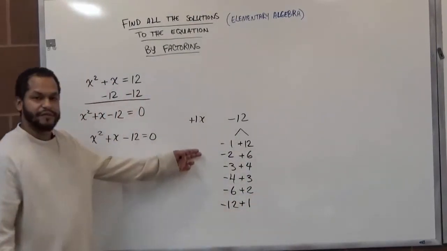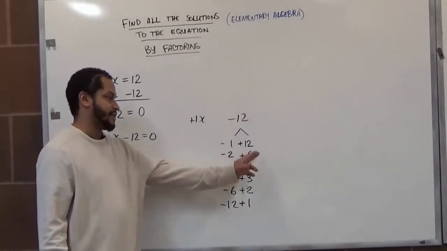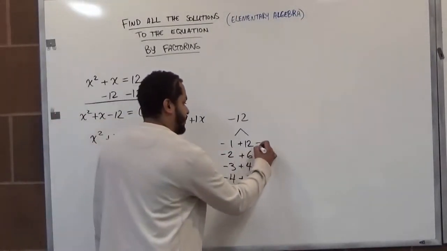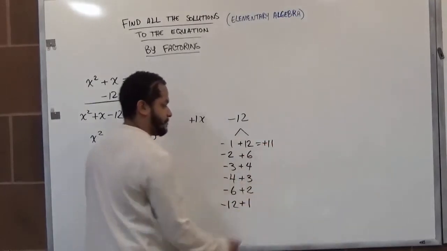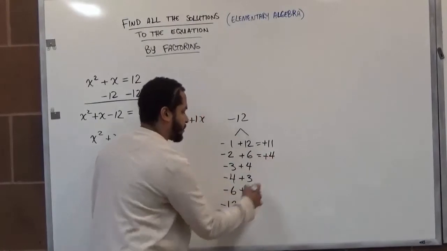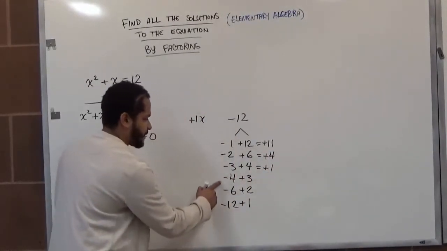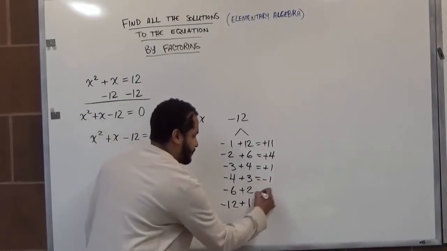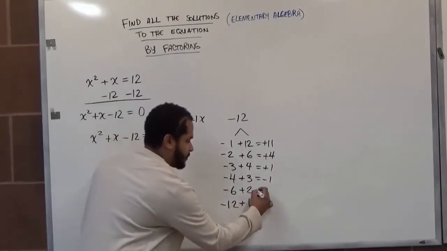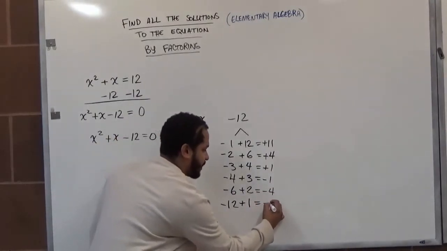Now once we have all the factors of the number, what we want to do is add each of the numbers going horizontally over to the right. The first set of numbers gives us a positive 11 sum. The second set of numbers gives us a positive 4. The third sum of numbers gives us a positive 1. The next set of numbers give us a negative 1. The negative 6 and 2 give us a negative 4. And finally the negative 12 and 1 give us a negative 11.